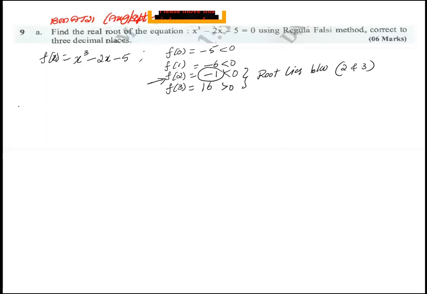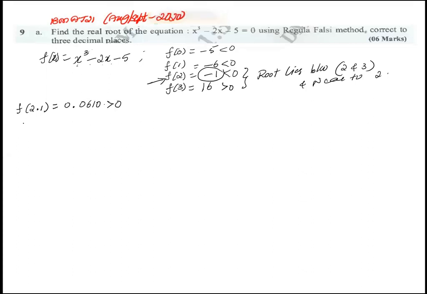Now let us find f of 2 and near to 2. Find f of 2.1: that is 2.1 power 3 minus 2 into 2.1 minus 5. You will get the positive answer 0.0610, that is 2.1 power 3 minus 2 into 2.1 minus 5, which is positive, right?